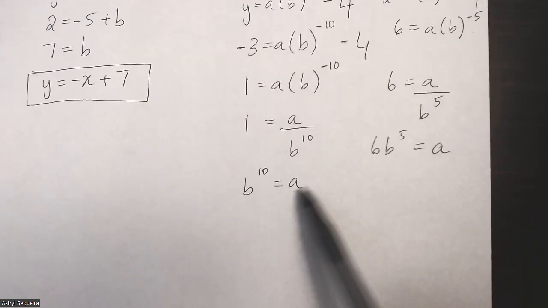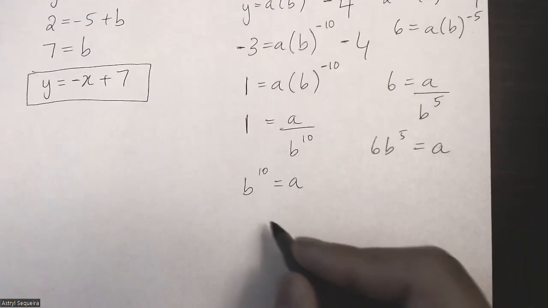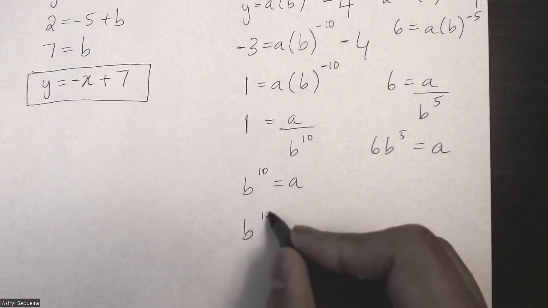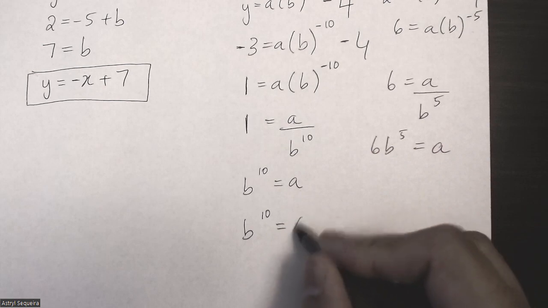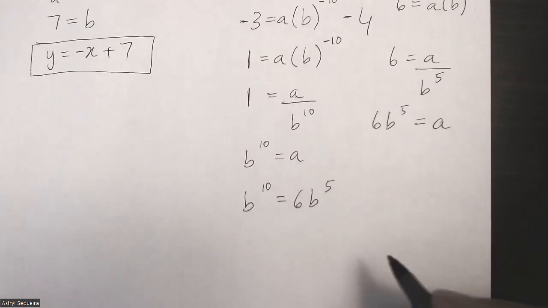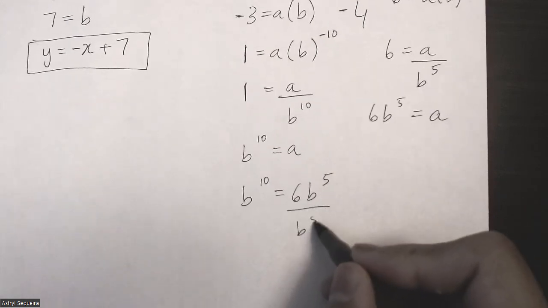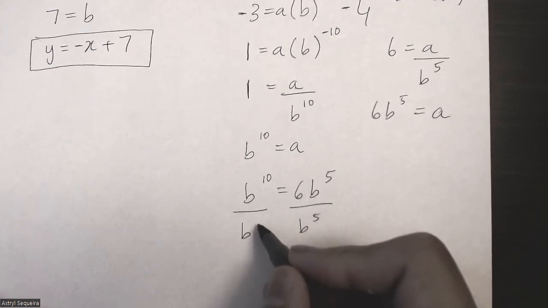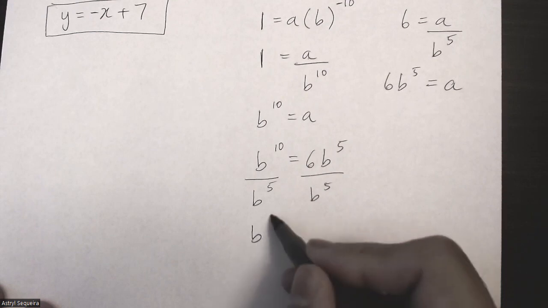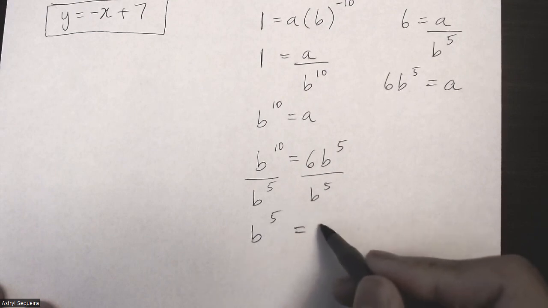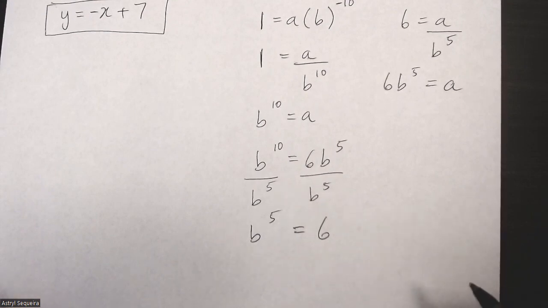Now I've isolated a in both cases. I can just do substitution. So b to the power of 10 equals, I'm going to replace this a with 6b to the power of 5. And I'm going to divide both sides by b to the power of 5. So I get b to the power of 5 equals 6.